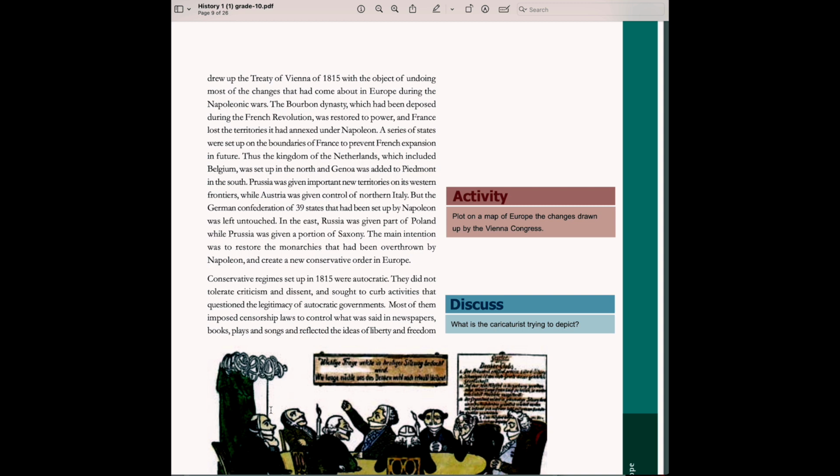Piedmont in the south. Prussia was given important new territories on its western frontiers, while Austria was given control of northern Italy. But the German Confederation of 39 states that had been set up by Napoleon was left untouched. In the east, Russia was given part of Poland, while Prussia was given a portion of Saxony. The main intention was to restore the monarchies that had been overthrown by Napoleon and create a new conservative order in Europe.